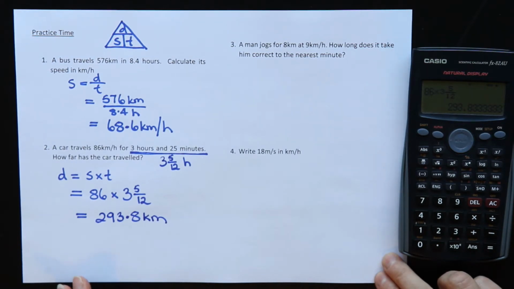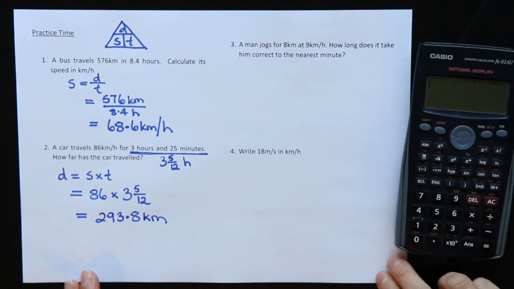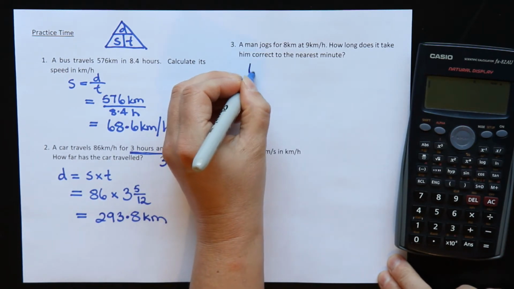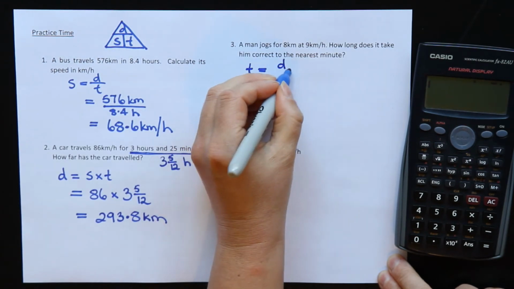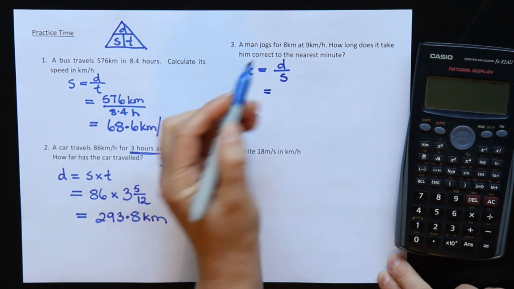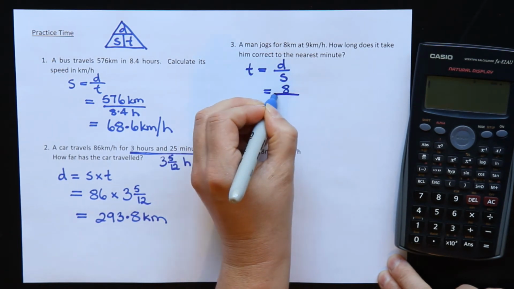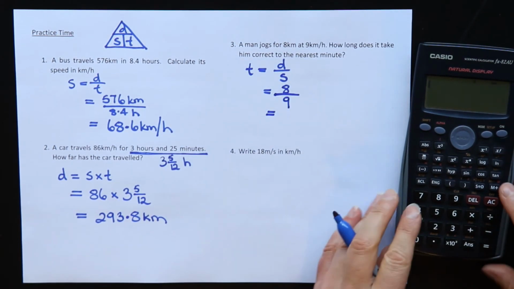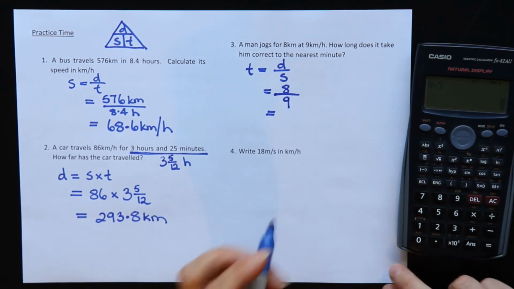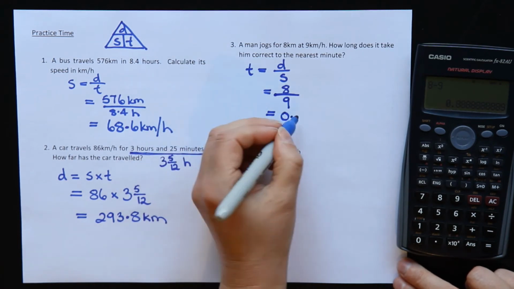Question 3. A man jogs for 8 kilometers at 9 kilometers per hour. How long does it take him correct to the nearest minute? How long means we're trying to calculate the time. Time is equal to distance over speed. Okay, our distance was 8 kilometers and our speed was 9 kilometers per hour. Now, if we divide 8 divided by 9, we get 0.88888. Lots of 8s there.